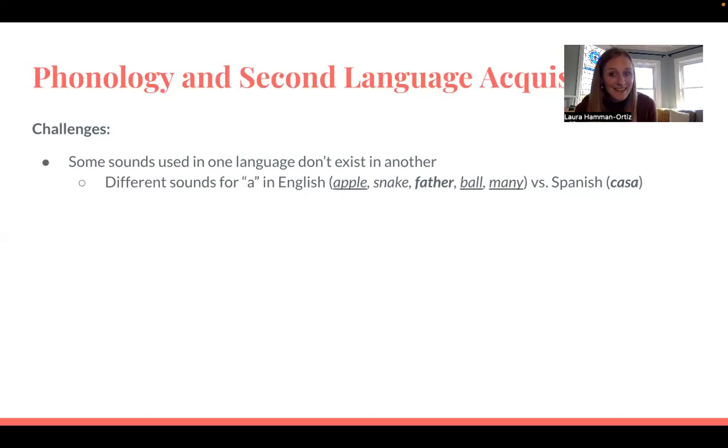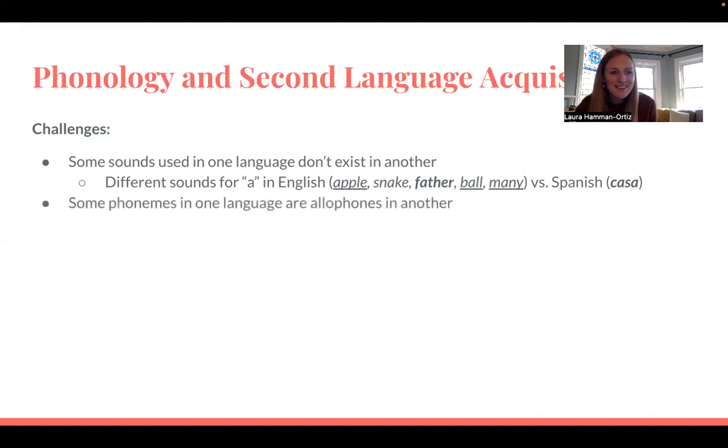And the word snake, the sound that the letter A makes in snake is similar to the letter E in Spanish, because the letter E makes an A sound as well. So students who speak Spanish could learn that A makes the sound that they used to attribute to the letter E. But then there's other sounds like the A in apple, the A in ball, and the E in many that don't have a correspondence in Spanish. So being able to produce those different sounds and hear the nuanced difference between those sounds can be tricky for someone who knows Spanish and is learning English.